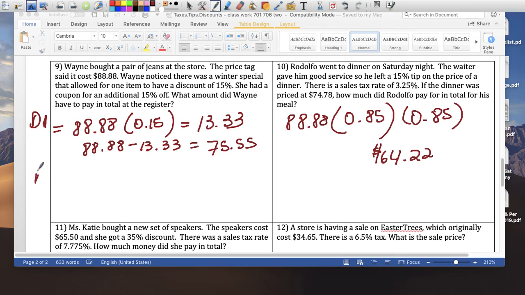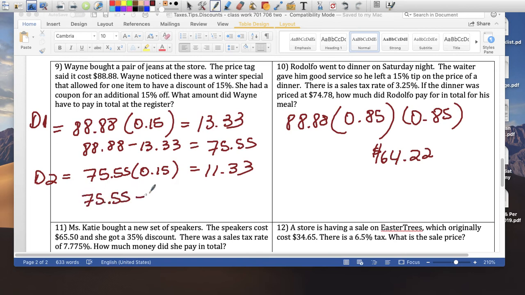But then you find out that you have a second discount. So your new price is $75.55. You're going to take another 15% off. Let's find out how much that means. Times 0.15. It means that you're going to take another $11.33. So $75.55, which is the price of your jeans currently, minus a second discount of 11.33, 75.55 minus 11.33, gives us $64.22. So you can either choose this method or this method, whatever you feel comfortable with.